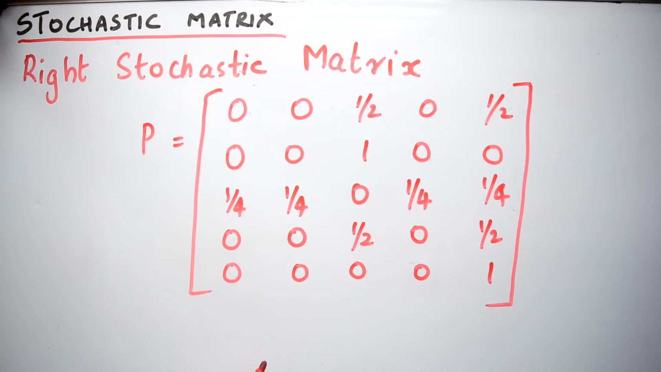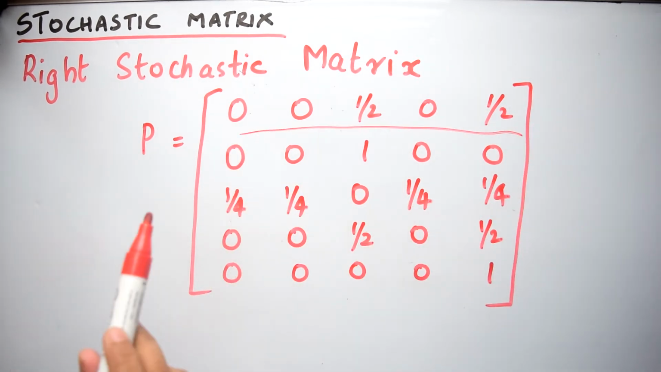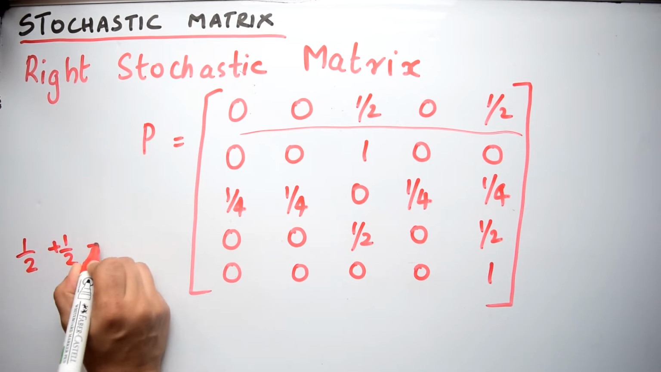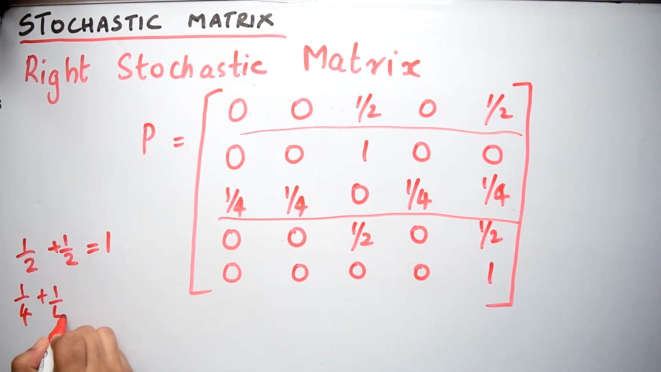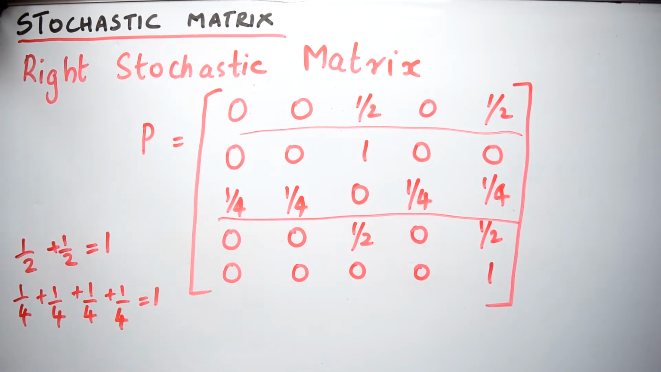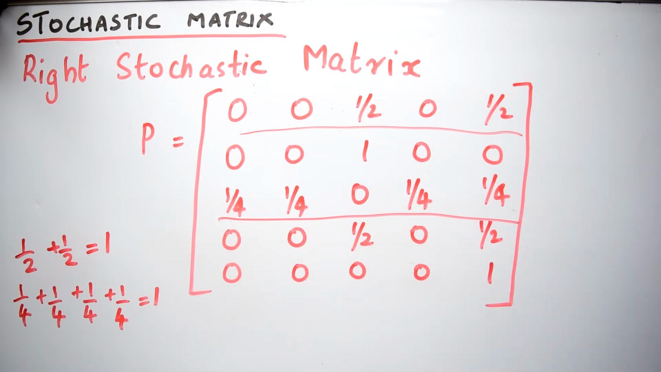Consider a real square matrix like this. This is a 5 by 5 matrix. Here each row sums to 1. Consider the first row. In this first row, if you add 1/2 plus 1/2, you will get the sum 1. Now consider the third row. Here if you add 1/4 plus 1/4 plus 1/4 plus 1/4, you will get the sum equal to 1. Likewise, when you add all the elements in a particular row, you will get the sum 1. Such a matrix is called a right stochastic matrix.